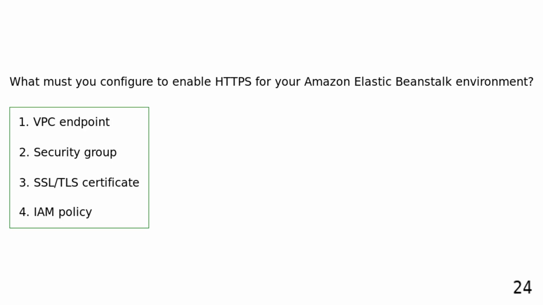What must you configure to enable HTTPS for your Amazon Elastic Beanstalk environment? VPC endpoint, security group, SSL/TLS certificate, IAM policy.